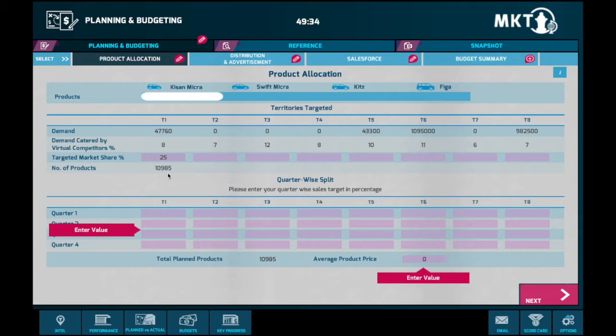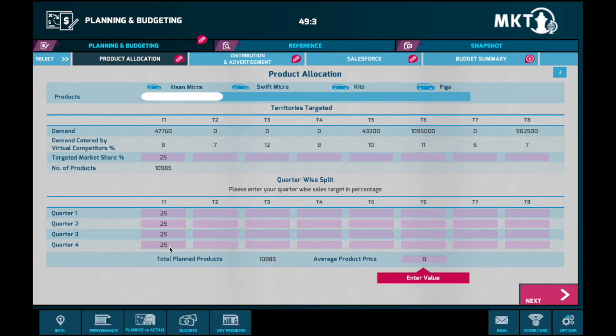The next critical decision that you would need to take is to determine the quarter-wise split. This quarter-wise split helps the operations team in making their plan, which is to say that you will have an opportunity to sell 100% of your planned products in quarter one, or you also have an opportunity to plan in a staggered manner in terms of 25% each of the quarter.